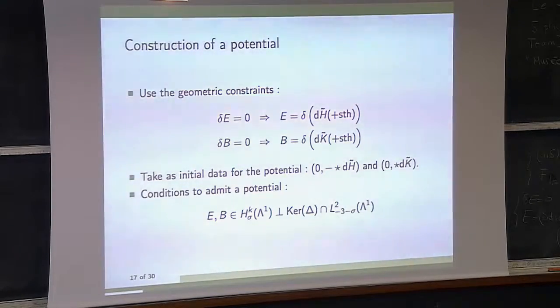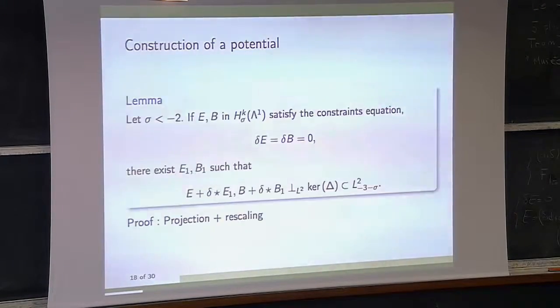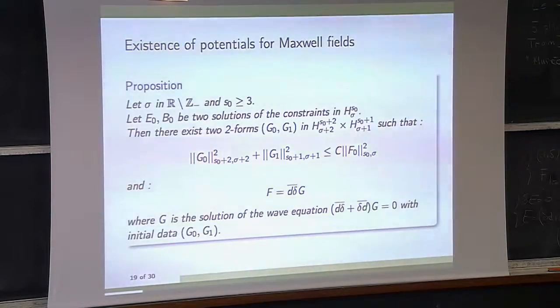Okay? So the condition so far to admit a potential is to be orthogonal to the kernel of delta in the dual space. So again, something relatively simple. And now there's a small lemma that if you are in this space, actually you can modify your initial data so that you are actually L2 orthogonal to the dual space. This is just a purely technical lemma by projection and rescaling. This is something a bit boring to do, but it works. So at the end of the day, for our initial data, we are in the image of delta the way we are expecting it, in the right Sobolev spaces that we wanted.